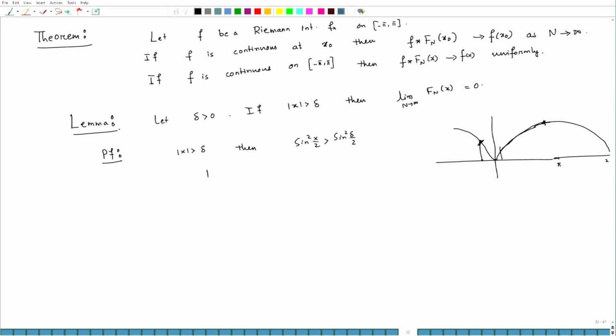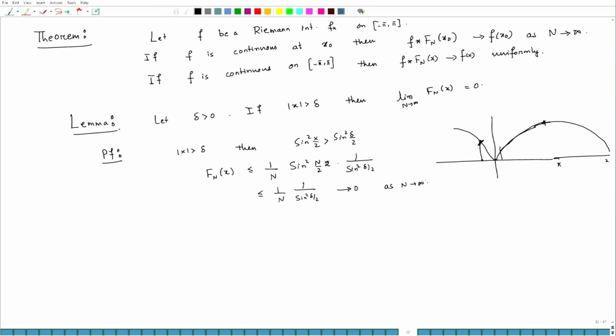Therefore, f n of x is less than or equal to 1 by n sin square n by 2 x into 1 by sin square delta by 2. Now, delta is fixed. This is less than or equal to 1 by n, because sin is always bounded by 1, times 1 by sin square delta by 2, and which goes to 0 as n goes to infinity.